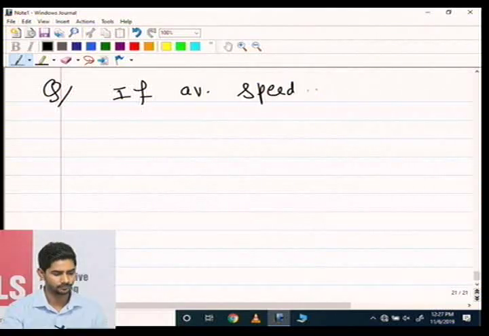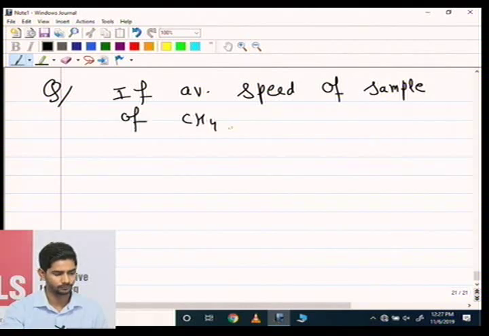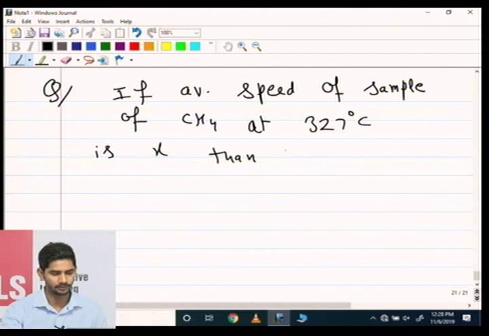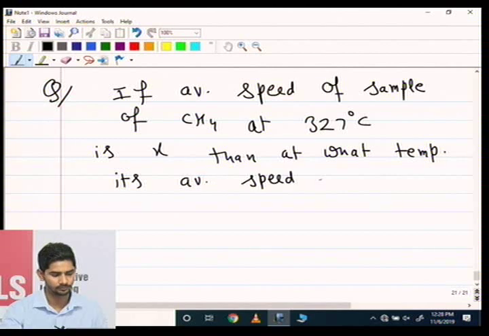If the average speed of a sample of CH4 at 327 degrees Celsius is X, then at what temperature will its average speed be 3X?